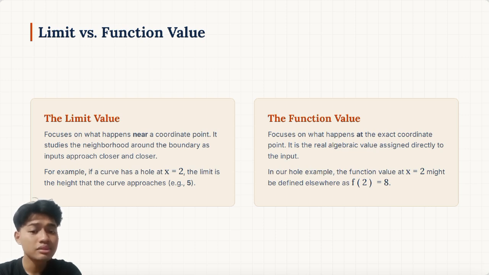Now, let's summarize the conditions for a limit to exist. A limit exists if, first, the left-hand limit exists. Second, the right-hand limit exists. And last, both one-sided limits are equal. So if one condition is not satisfied, then the limit does not exist.